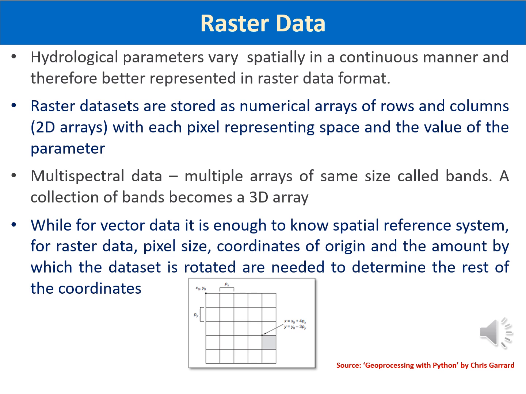Raster data are captured and stored as square tiles, where the data is stored as a numerical array of rows and columns, and therefore it is a two-dimensional array. So raster data sets are stored as numerical arrays of rows and columns with each pixel representing the space and the value of the parameter. For example, if you take the digital elevation model, each pixel is associated with its location, latitude and longitude, as well as the value of the elevation associated with that location.